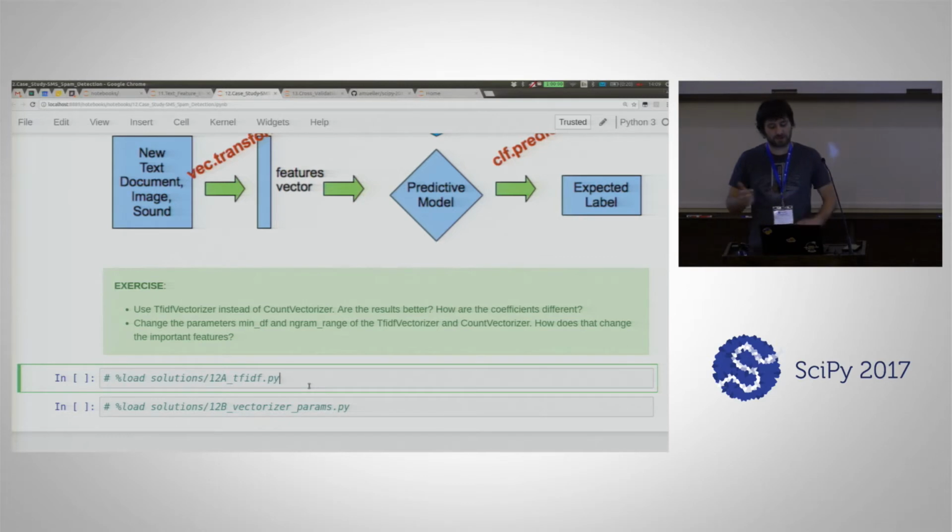As an exercise, I would like you to use the TF-IDF vectorizer instead of the CountVectorizer. Compare the results. Are they any better? Are they any worse? How are they different? How are the coefficients different? You can look at the largest coefficients again. And how does changing the min_df and the n-gram range for TF-IDF and CountVectorizer change the outcome? And how does this change the important features? Maybe I'll give you 10 minutes to play around with that.